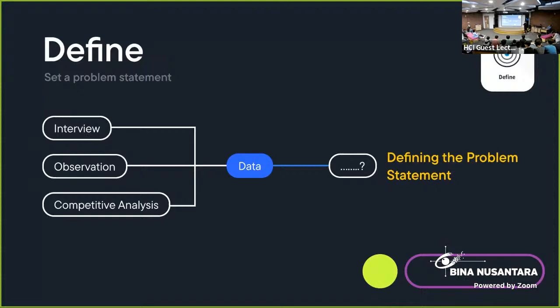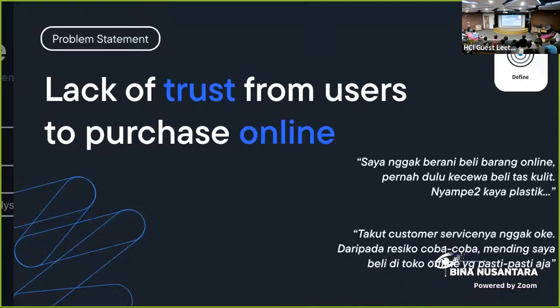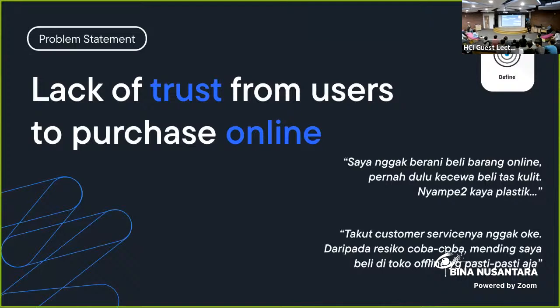After you have the interviews, observations, and competitive analysis, you have all of the data, and then you need to define the problem statement. For example, the lack of trust from users to purchase online. This is, I think, an e-commerce case. The problem statement for e-commerce: how do we move users from offline to online?